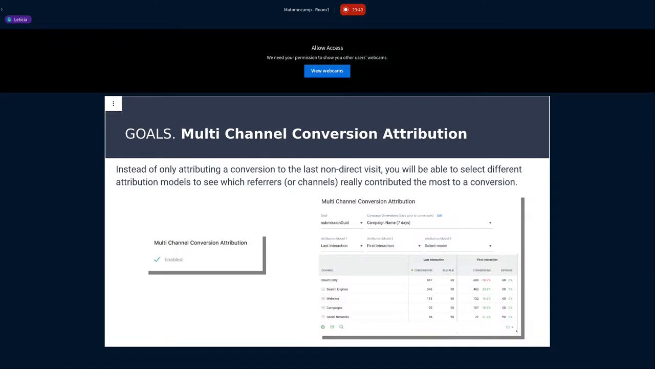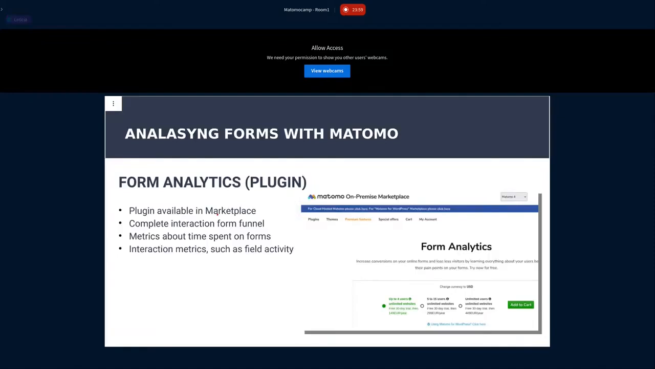So we have seen how to work with goals in order to analyze forms with Matomo. It's not difficult. It's a default functionality that all of us know. Let's see how we can complement these insights with form analytics.